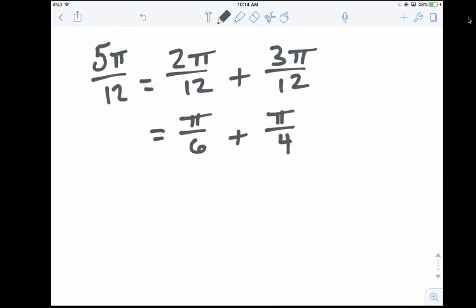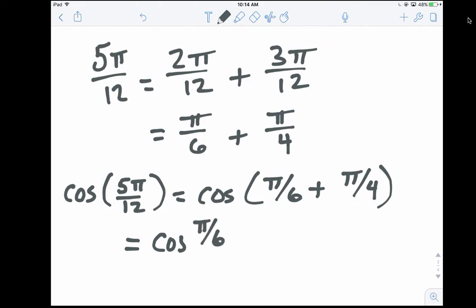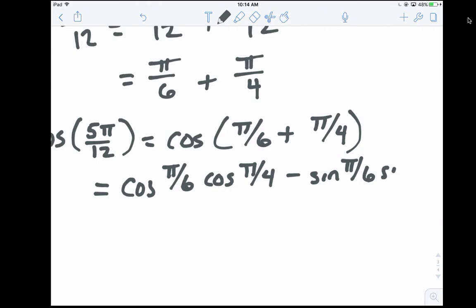Okay, so what I can do now is cosine of 5 pi over 12 is the same thing as cosine of pi over 6 plus pi over 4. So now all you're doing is your sum formula for cosine. So it's cosine of the first angle, cosine of the second angle, minus sine of the first angle, sine of the second angle.